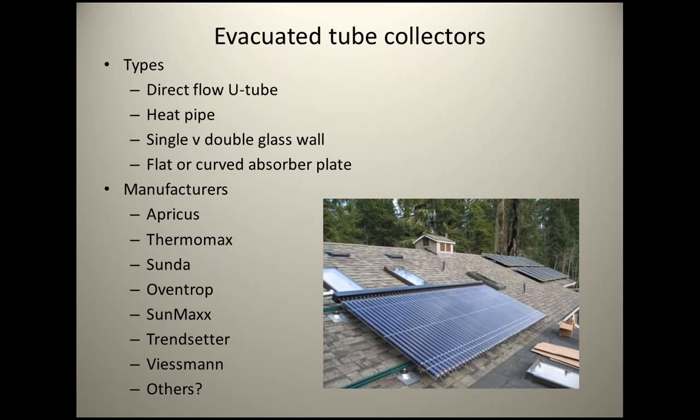There are all kinds of tube designs, all kinds of manufacturers. There's water flowing directly through the tube. There's a heat pipe. Some tubes have a single wall, so it's only one layer of glass. Some of them have 2 layers of glass with the air evacuated in between them, so they're like a thermos bottle, essentially. So they're really, really good at keeping the hot water hot. And then they can have a flat or a curved absorber plate in the collector, curved so that it's trying to collect energy from a bunch of different directions.